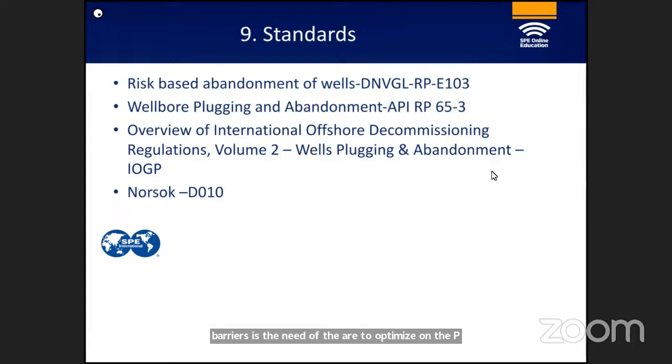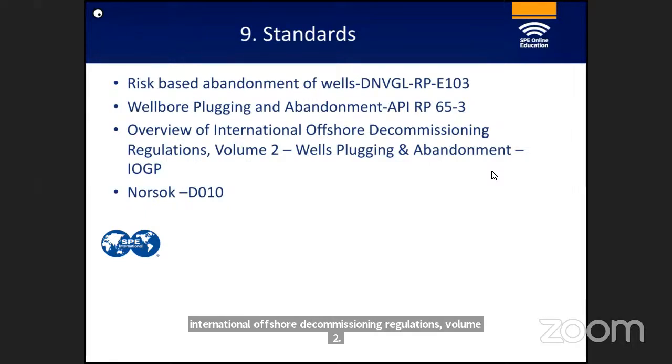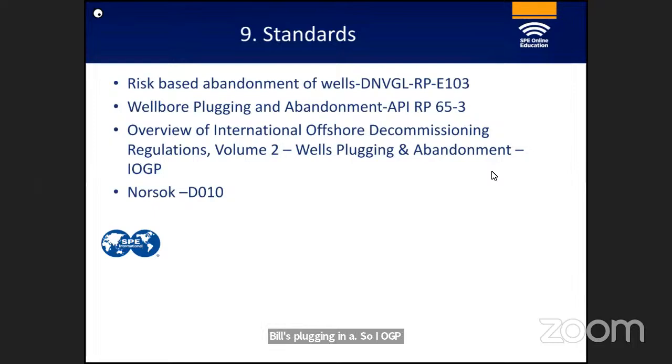Then there is API RP 65-3, a very recent document issued by API, which deals with wellbore plugging and abandonment. And then there is the overview of international offshore decommissioning regulations, volume 2, wells plugging and abandonment. It's an IOGP document, International Association of Oil and Gas Producers. And also D10, of course, gives us all the barrier requirements and the testing requirements. How do we do the verification?